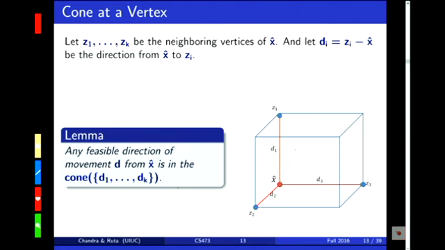So if you are at a vertex, and you look at the cone spanned by the 3 edges to its 3 neighbors, or in general D edges to its D neighbors, then any feasible movement from that vertex, the direction, is inside that cone.